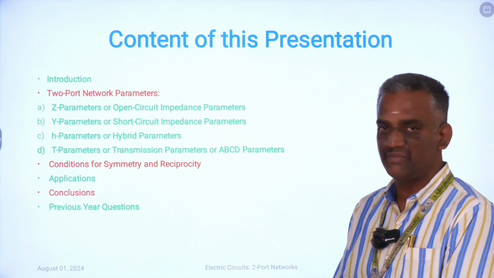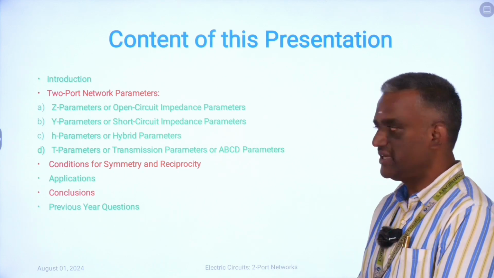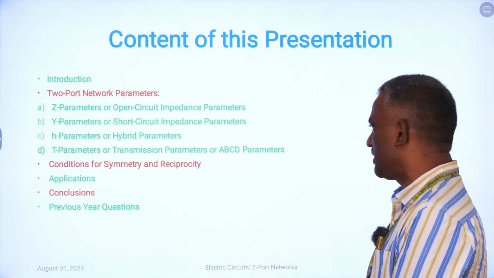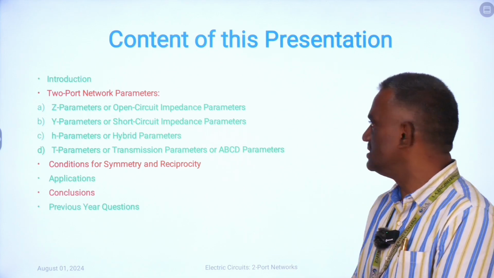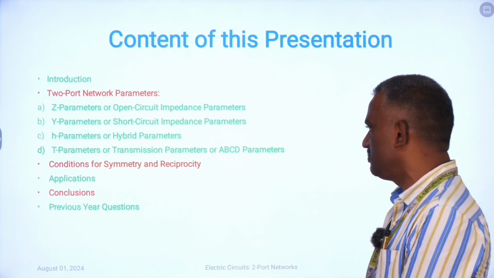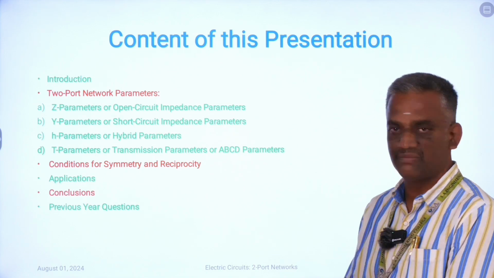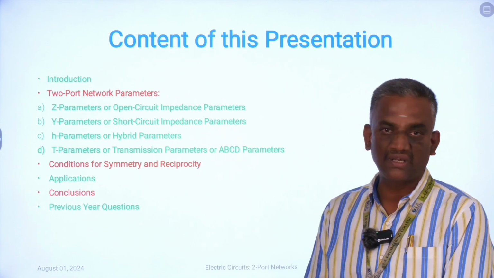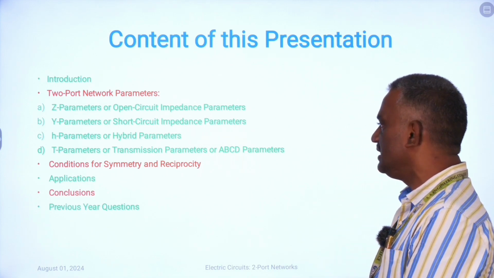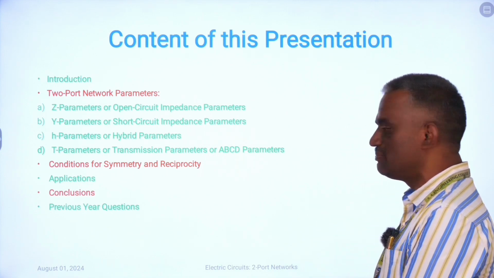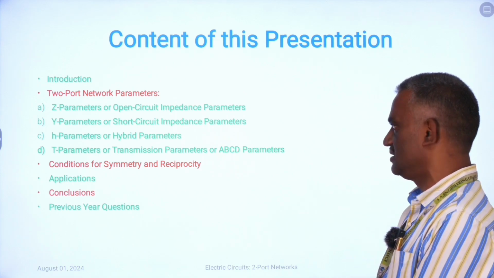You have many parameters. Here I am taking four parameters into account. One is the Z parameter, otherwise called the open circuit impedance parameter. Two is the Y parameter, or short circuit admittance parameter. Three is the H parameter, or hybrid parameter. And finally the T parameter, or transmission parameter, or ABCD parameter.